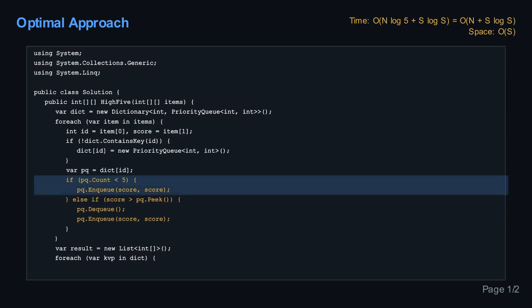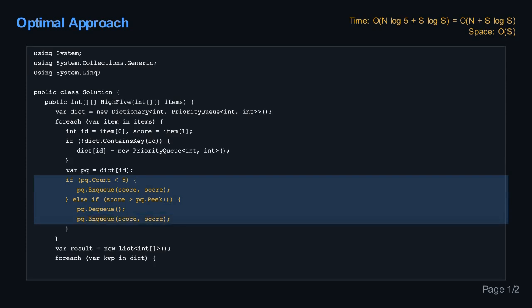As we iterate through the scores, if the heap has fewer than 5 items, we add the new score. If it is full, we only replace the smallest score in the heap if the current score is higher. This ensures the heap always holds the 5 best values seen so far for that student. After processing all items, we simply empty the heap, sum the values, calculate the average, and store the result.